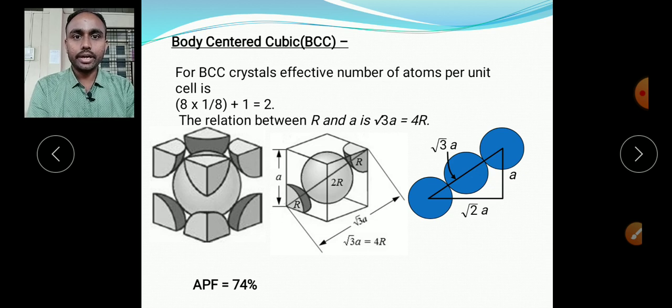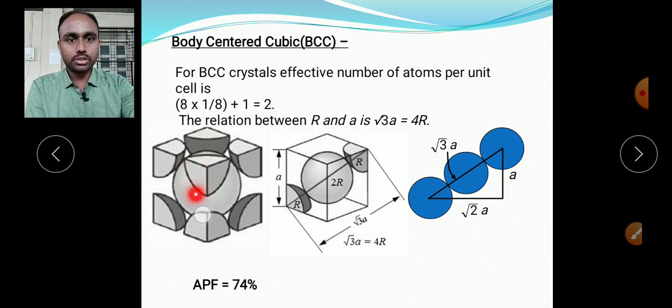In body centered cubic, 8 atoms are present at the 8 corners, and along with that one additional complete atom is present at the body centered position. Body centered position means at the center of the unit cell. So, that atom is completely present in that unit cell. This is the structure of the body centered cubic, BCC, unit cell. We will just call it a unit cell instead of crystal structure. Obviously, these unit cells repeatedly create the crystal.